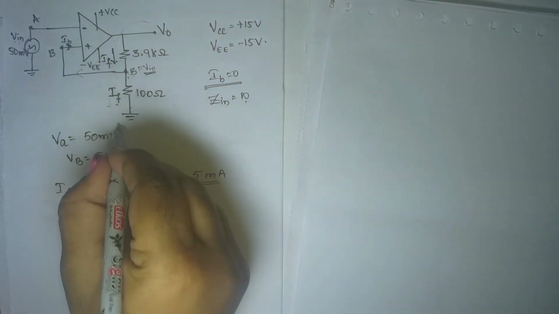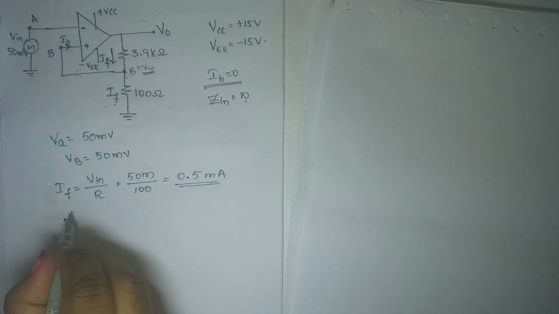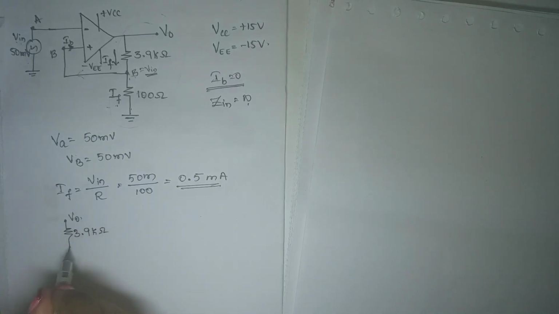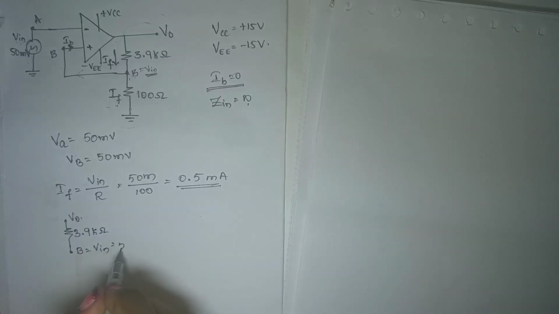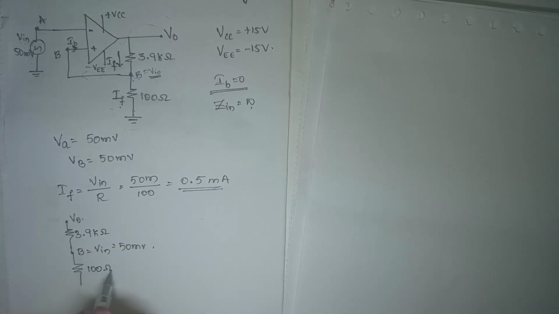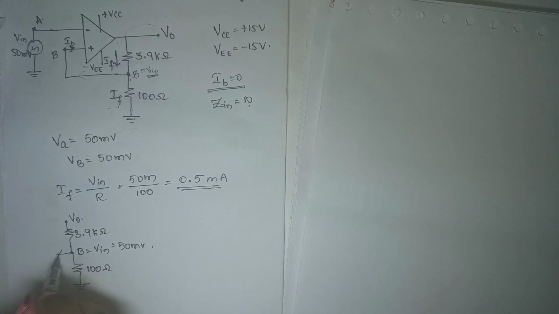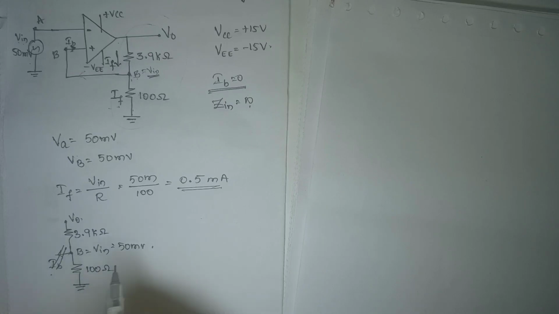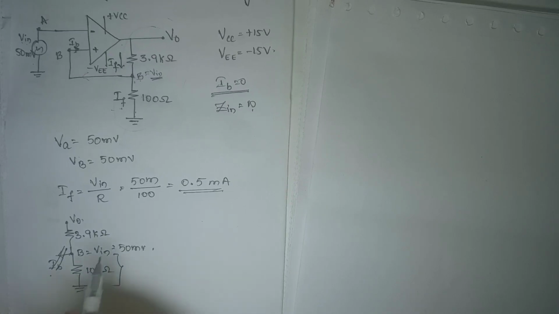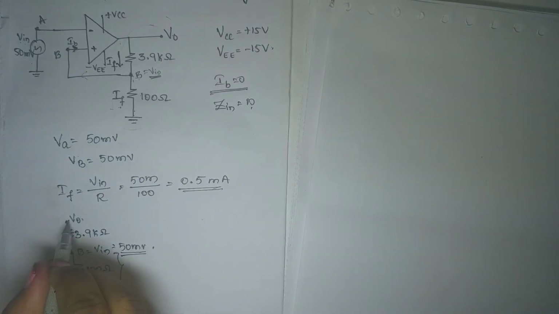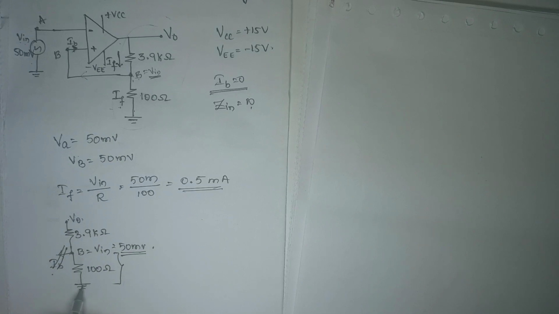Now, I'll draw only this part of the circuit. So it becomes V out, 3.9 kilo ohm, and this is point B, which is at the potential V in, which is 50 millivolts, right? And here you have 100 ohm and then ground. Here you have the current IB flowing, but the value of IB is equal to 0, so I can just ignore this, right? Now I know the current here, which is 0.5 milliamps, and also the voltage drop across the 100 ohm is 50 millivolts. What is the voltage drop across 3.9 kilo ohm? That we need to calculate.